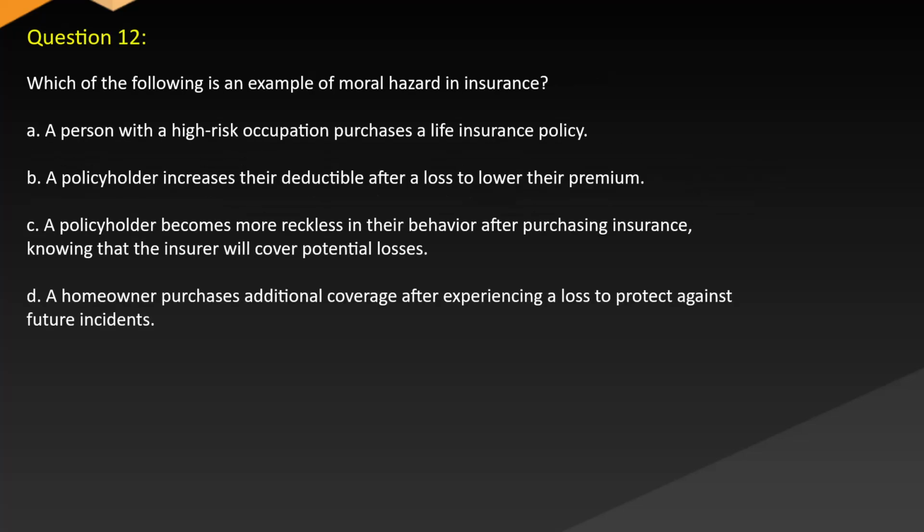Question 12. Which of the following is an example of moral hazard in insurance? A. A person with a high-risk occupation purchases a life insurance policy. B. A policyholder increases their deductible after a loss to lower their premium. C. A policyholder becomes more reckless in their behavior after purchasing insurance, knowing that the insurer will cover potential losses. D. A homeowner purchases additional coverage after experiencing a loss to protect against future incidents.